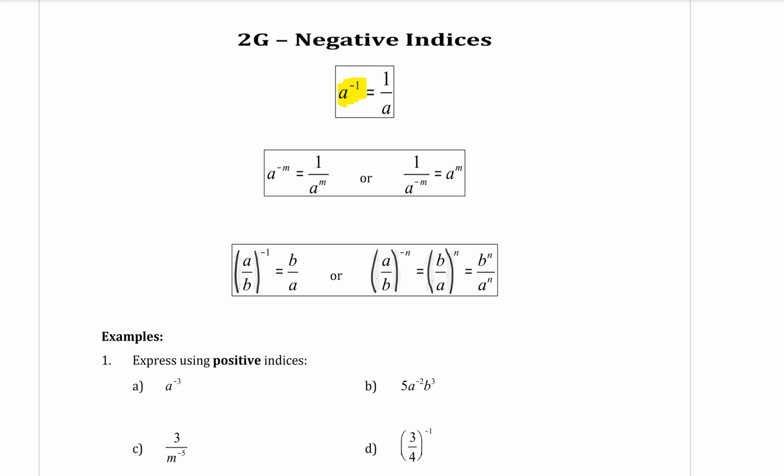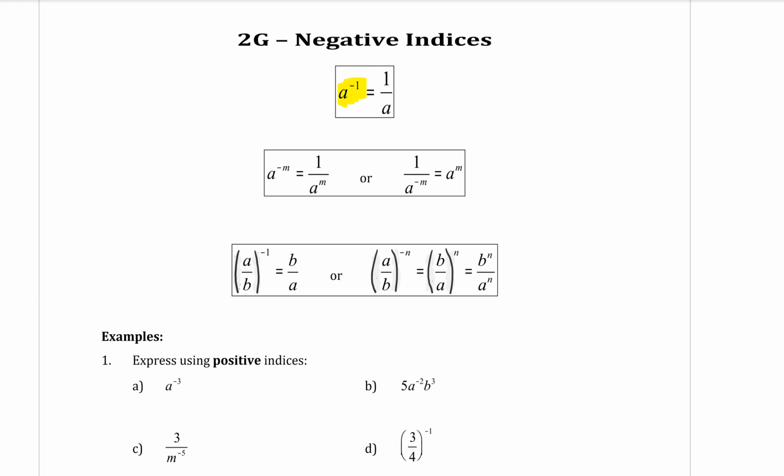If you have a fraction in brackets with a negative power, all that is going to do, if it's a -1, is turn your fraction upside down. That's all it does. It takes the reciprocal. Power of -1 means take the reciprocal, which means turn your fraction upside down, and it becomes b over a.